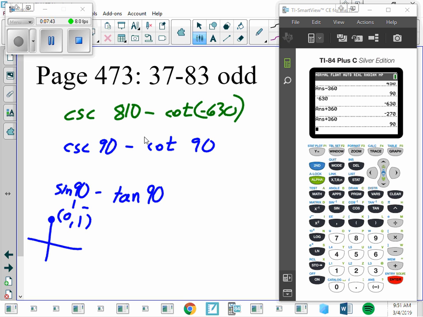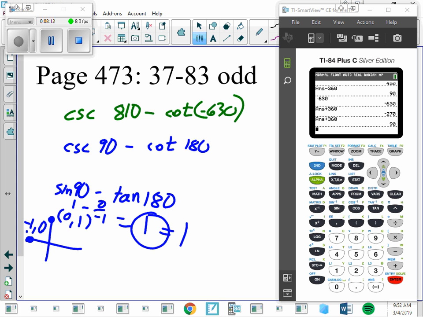Now, let's change this. What if it was the cotangent of 180? Well, at 180, I have negative 1 comma 0. Tangent would be 0 divided by negative 1. 1 minus that is just 1, but is that my answer? I need to flip that upside down, which ends up still being 1.